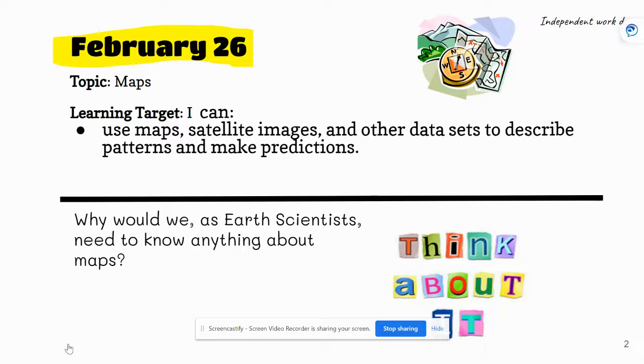So right now, if you haven't done this part already, why don't you pause the video and write a response to this question. Why would we, as Earth scientists, need to know anything about maps? So again, please pause and answer the question.